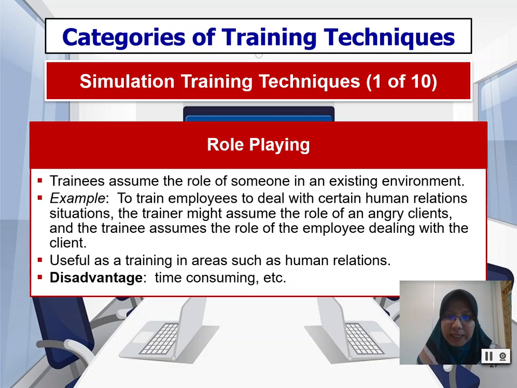Another example is to train employees to deal with a certain human relation situation. The trainer might assume the role of an angry client, and the trainee assumes the role of the employee dealing with the client. This is quite good, the role playing, because it is useful as a training in areas such as human relation, especially when you are working in the customer service department. But the disadvantages of this one are that it is time consuming, etc. So this is the first one.